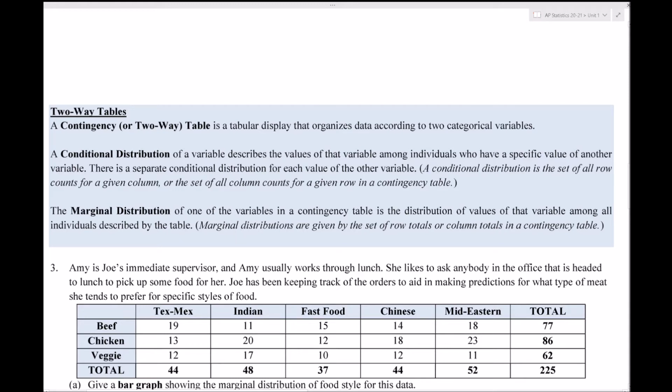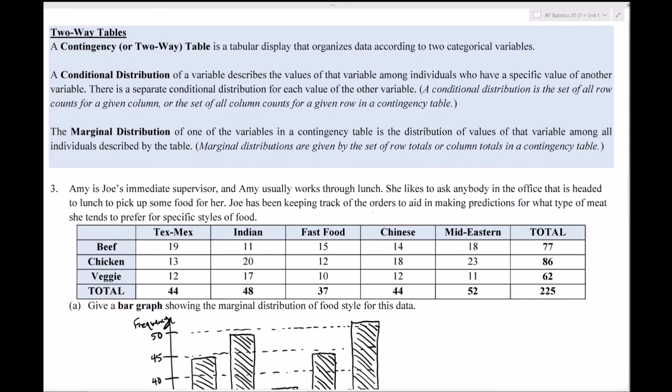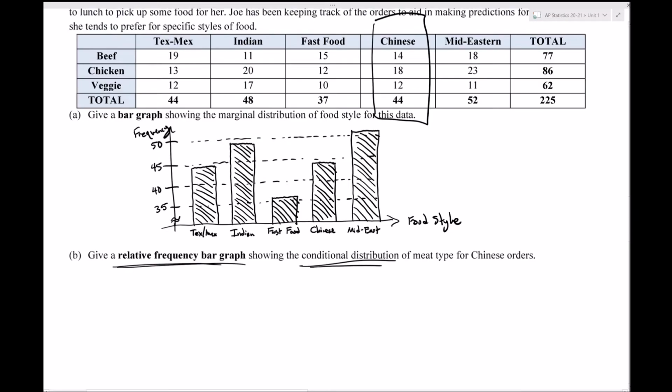A conditional distribution mixes the two a little bit. It's going to ask the question, what does this variable look like for just a specific value of the other variable? So let's say I'm interested in knowing, well, what's the breakdown on Chinese food? All right, let's just talk about Chinese food specifically. What's the breakdown by protein type? Beef, chicken, and veggie. That's exactly what this problem is going to ask for.